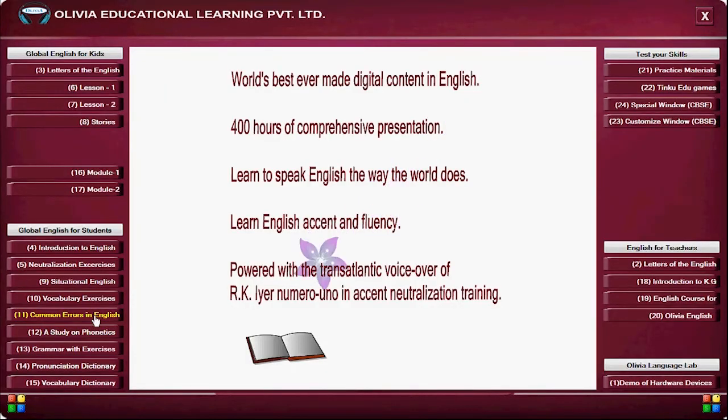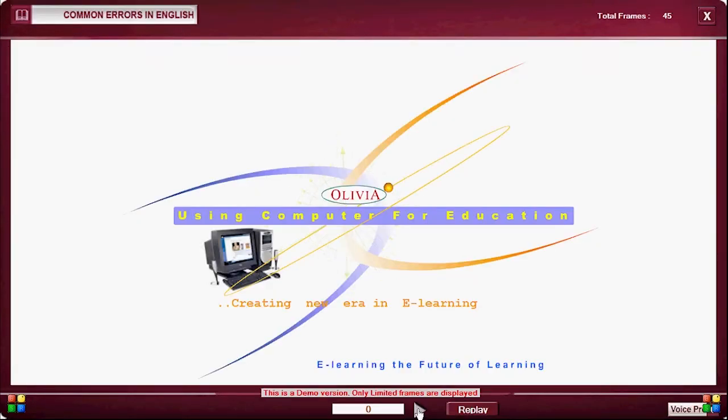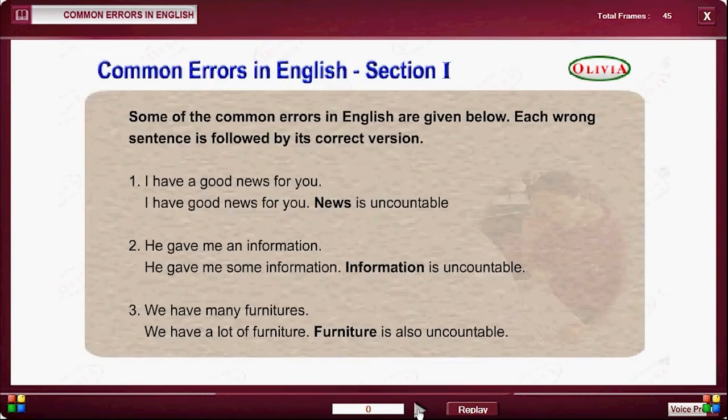Then there is a portion called common errors in English that also is unique. That is for the senior students. Some of the common errors in English are given below. Each wrong sentence is followed by its correct version. I have good news for you. News is uncountable. He gave me some information. Information is uncountable. We have a lot of furniture. Furniture is also uncountable. Here in the first sentence, I have a good news for you.